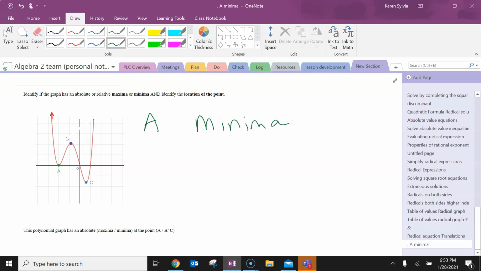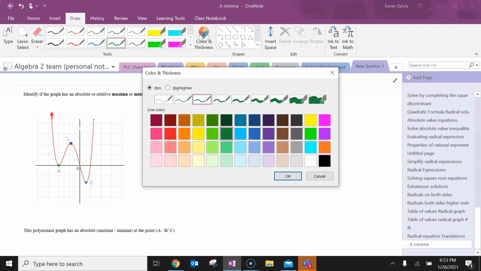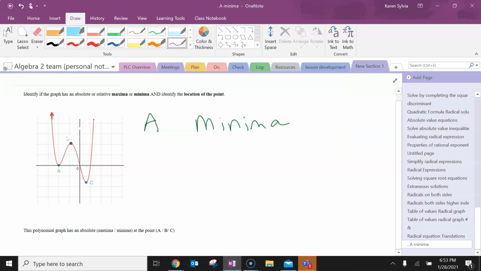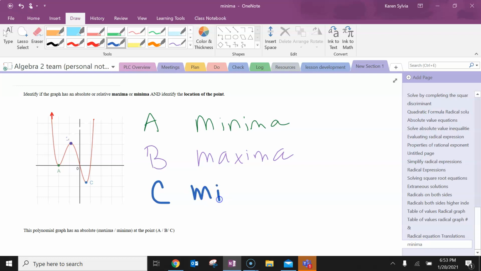Point B is a high point because it's like the top of a hill. That's a maxima. And point C is also a low point, making it a minimum.